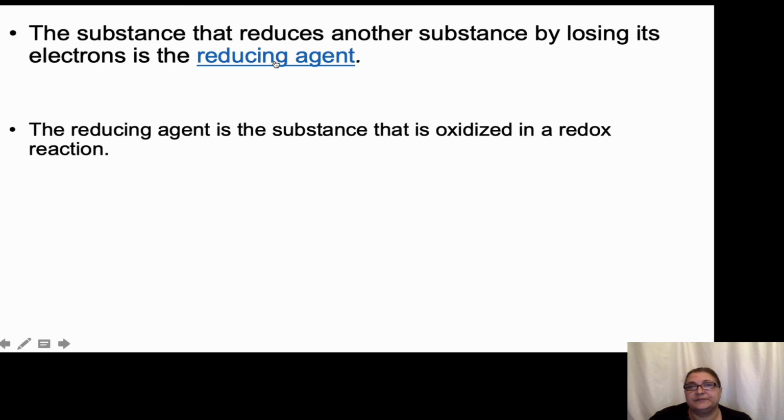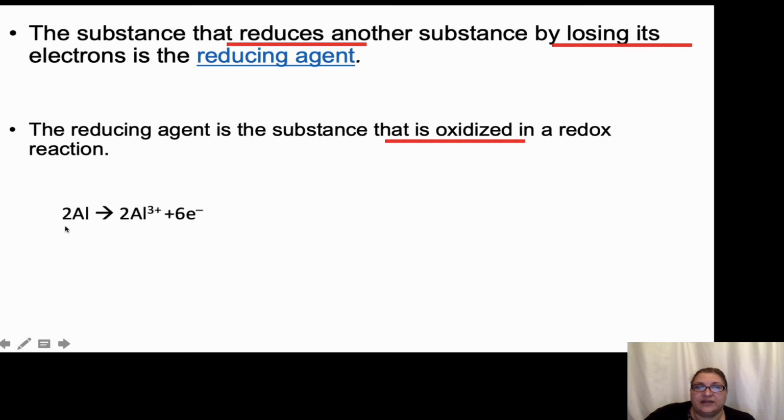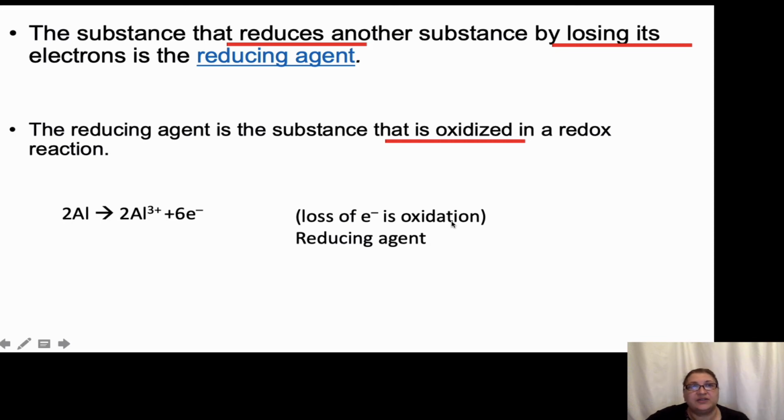Reducing agent. The substance that reduces another substance by losing electrons. Okay, it reduces another. It's being oxidized, but it reduces another. It loses its electron, and it's being oxidized. So here, aluminum goes from 0 to positive 3. It lost an electrons. It's being oxidized, and if it's being oxidized, it's a reducing agent.